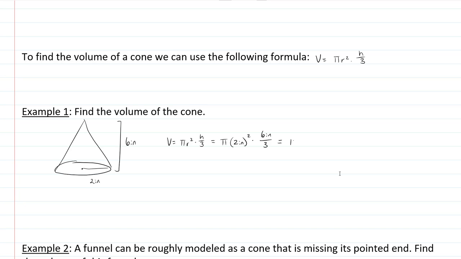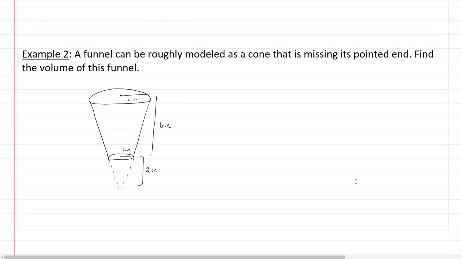So this becomes pi times 8, or 8 pi inches cubed is the volume of the first cone. Let's look at another example. A funnel can be roughly modeled as a cone that is missing its pointed end. Find the volume of this funnel.